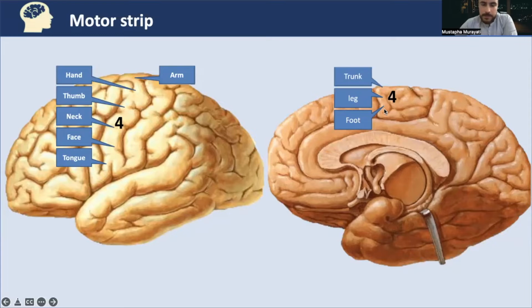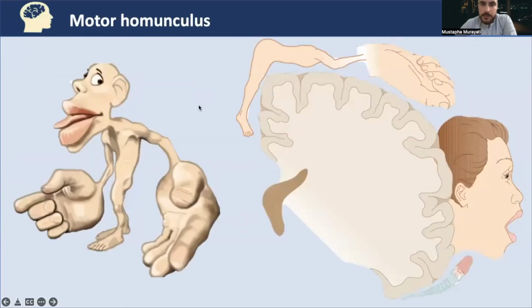We will have a more detailed idea in this slide about what that representation looks like. This is called the motor homunculus. Homunculus is a Latin word meaning a little man. So this little man has some big parts and some small parts. Indeed, the big parts represent the skilled areas that require fine motor skills. So the representation in the cortex will be much bigger than other parts. For example, the hand, the thumb, the tongue for speech, and the face are important parts for some skilled movement.